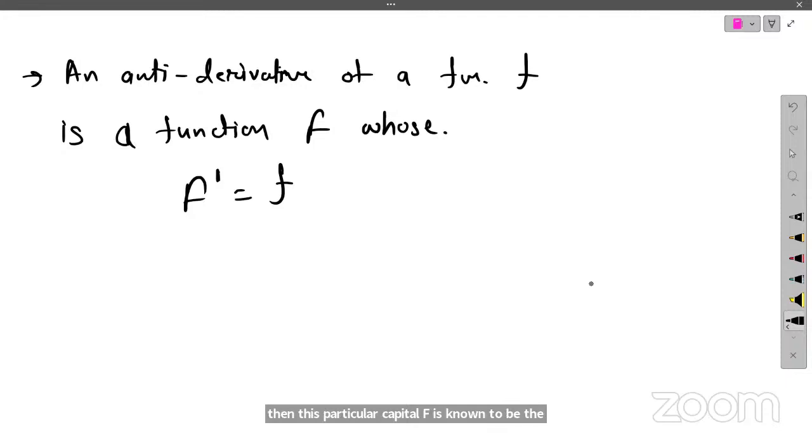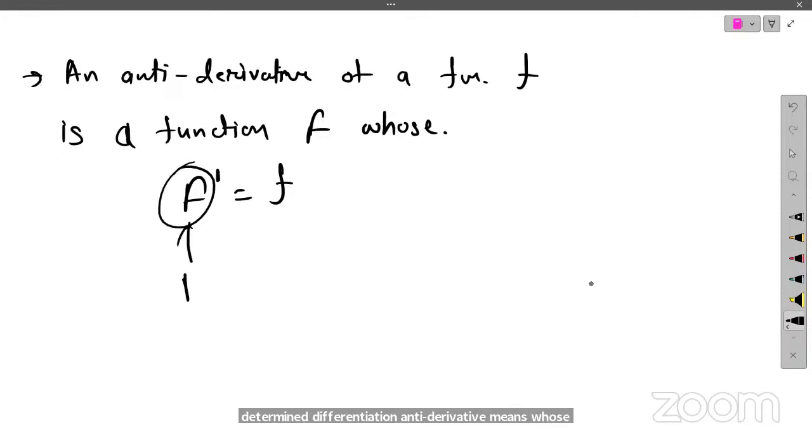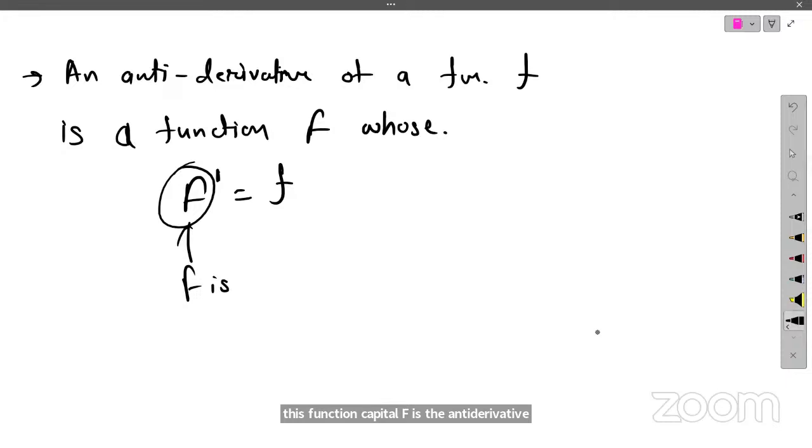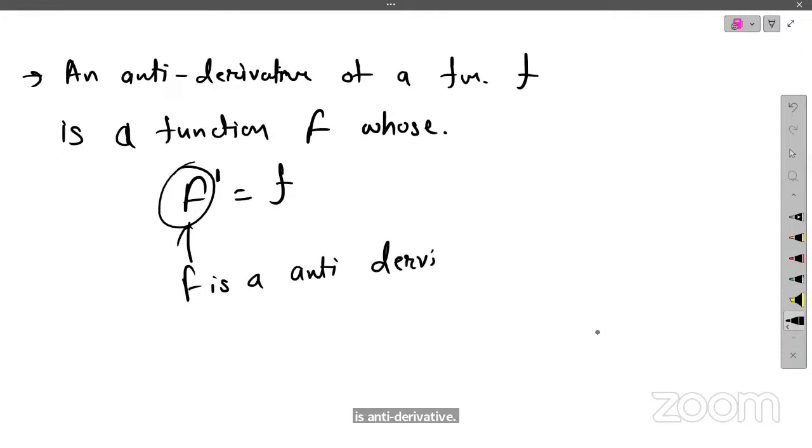So derivative means differentiation. Antiderivative means a function whose derivative is this particular small f. So whatever the function is here, this function capital F is an antiderivative of this particular small f.